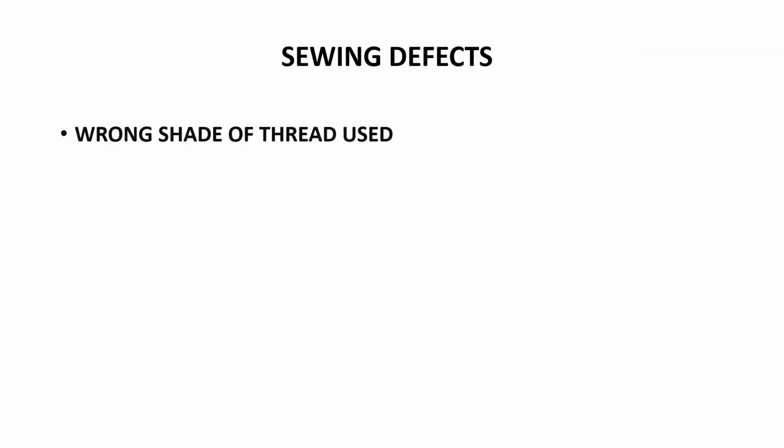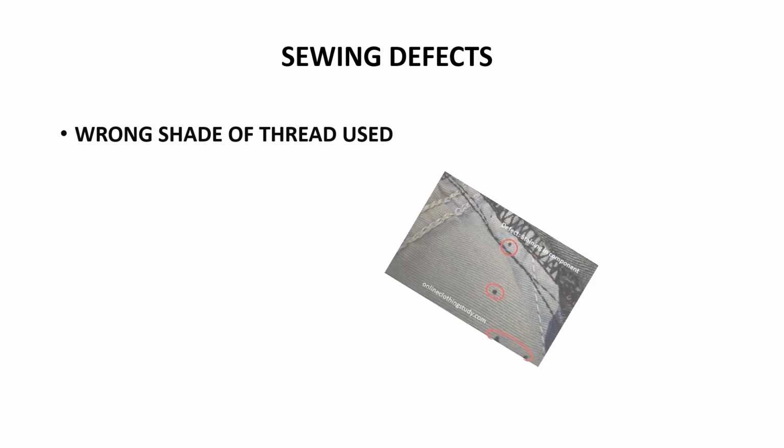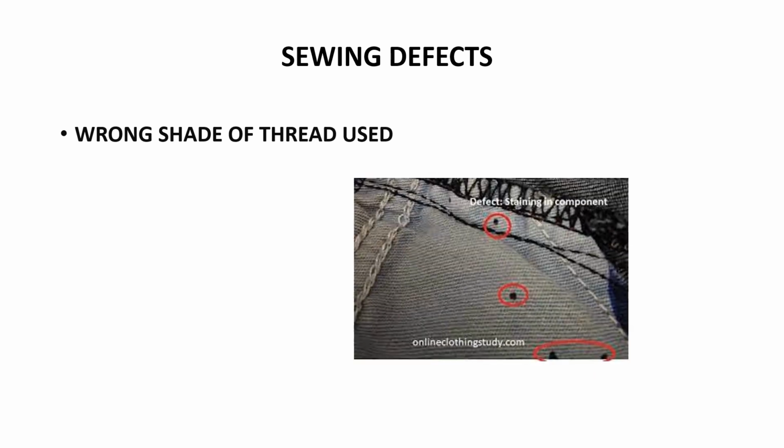There is also the possibility that the wrong shade of thread is used. When you have to stitch a particular garment and you use a differently shaded thread, that is not advisable, and it comes as a defect in the sewing operation. So the wrong shade of thread is also a defect and must be controlled. We have to choose the thread according to the garment color, and wrong selection of the shade is not at all desirable and will be treated as a sewing defect.